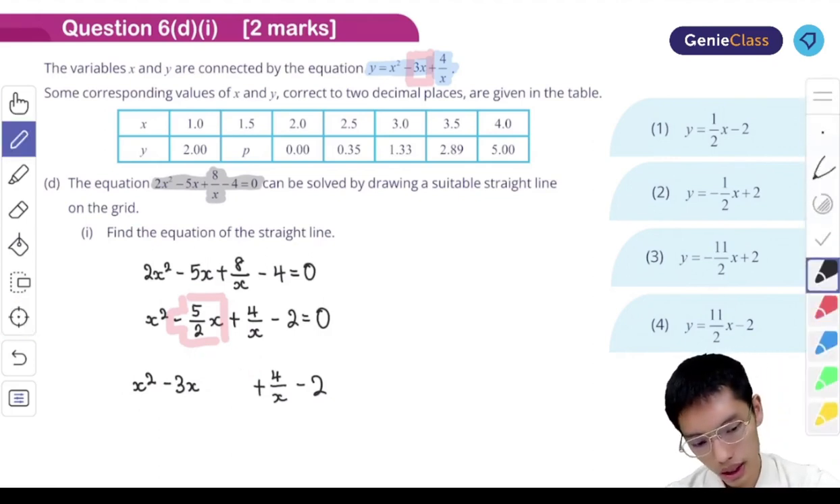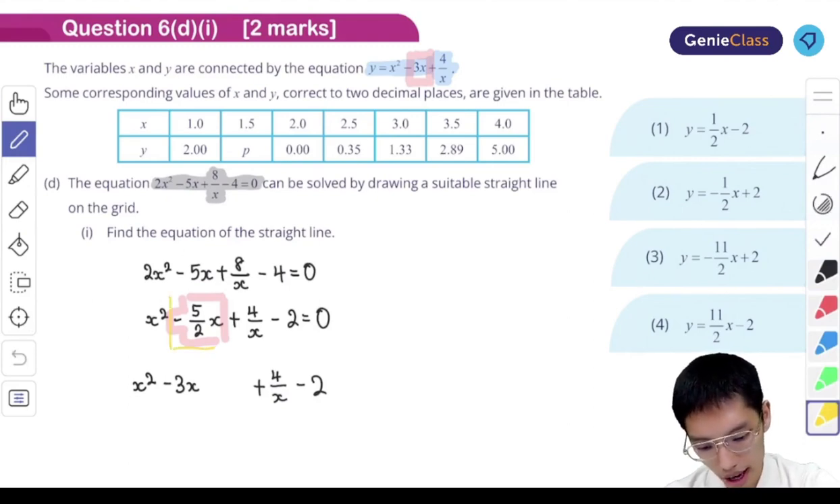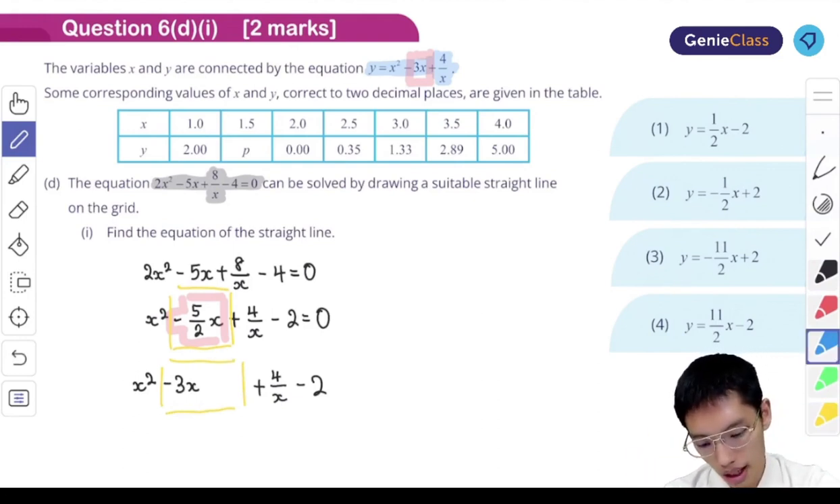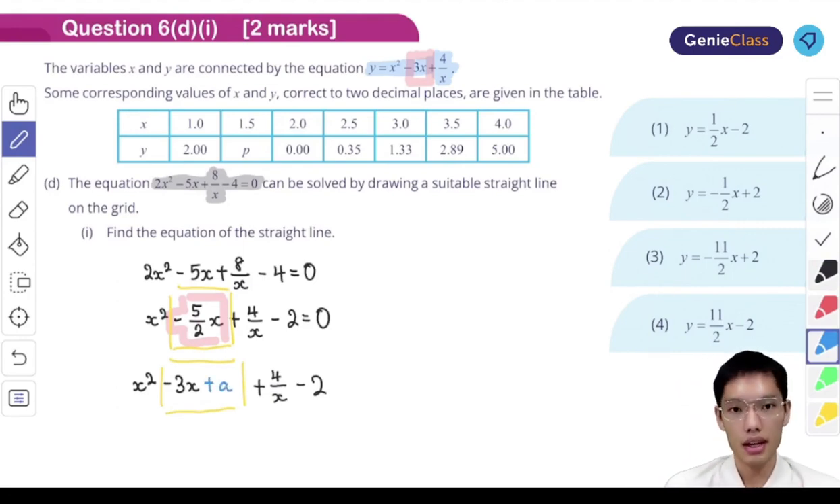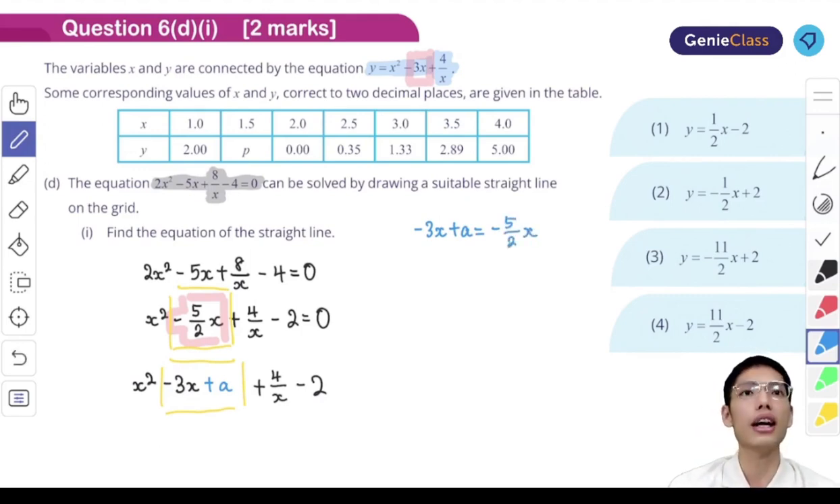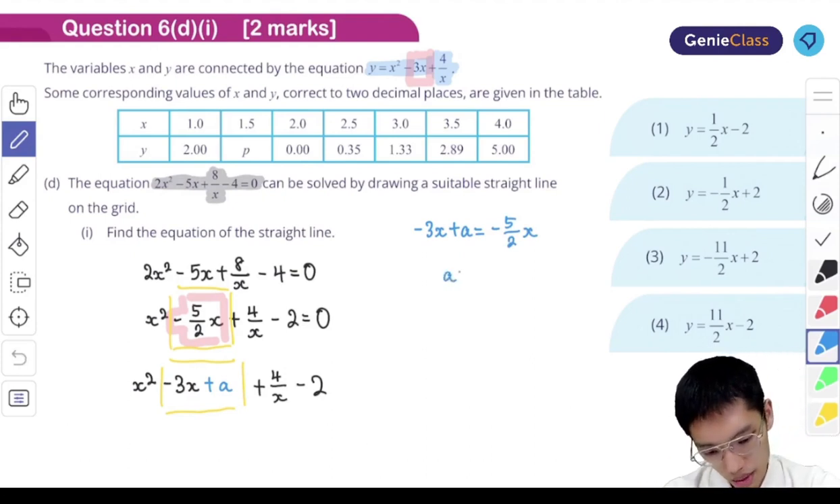So what we can do over here is to get from this term to this one, and ensuring that it is accurate, we can do a little bit of secondary school stuff. Say, for example, we let this be a. So this has to be equal: negative 3x plus a is equal to negative 5 over 2x. To find a in terms of x, a little bit of technique is needed. That's where we can find a.